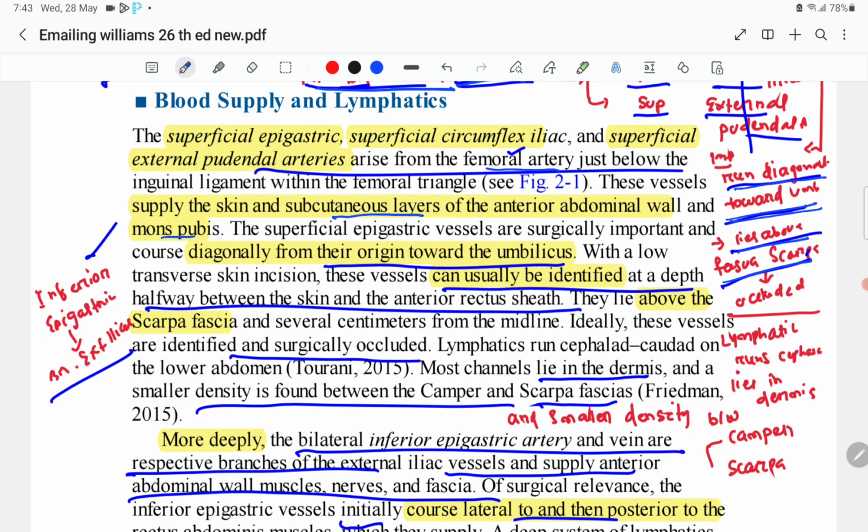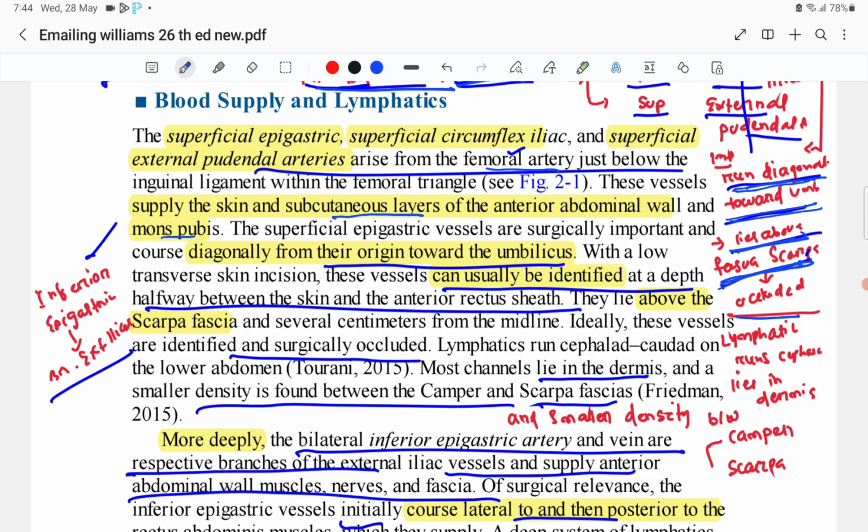It lies above the fascia of Scarpa. This is the applied anatomy. The superficial epigastric artery can be injured during your cesarean section because it lies above Scarpa's fascia, that is the membranous layer. So while cutting layer by layer during the cesarean section, you should occlude the artery. It is better to occlude the vessels so that it will prevent bleeding. You have to be very careful during these incisions.